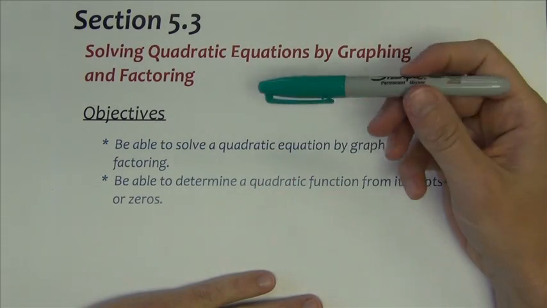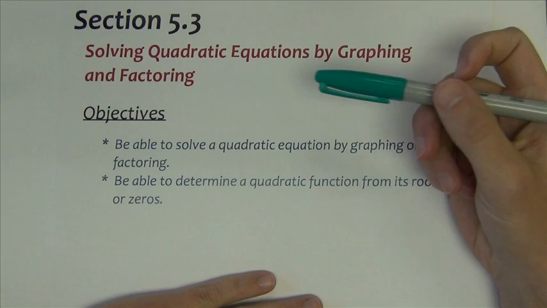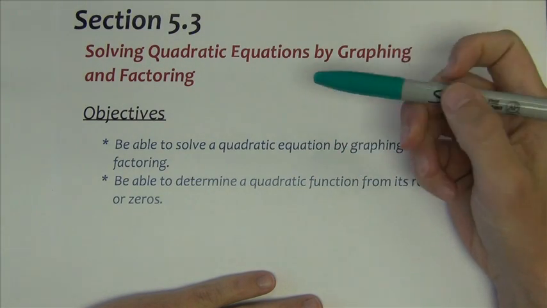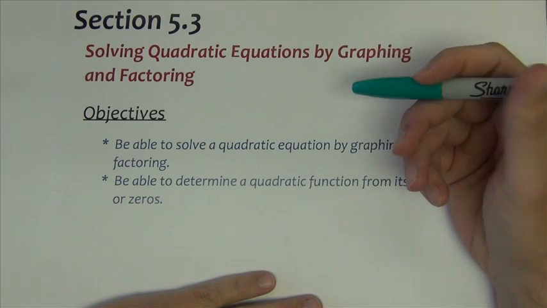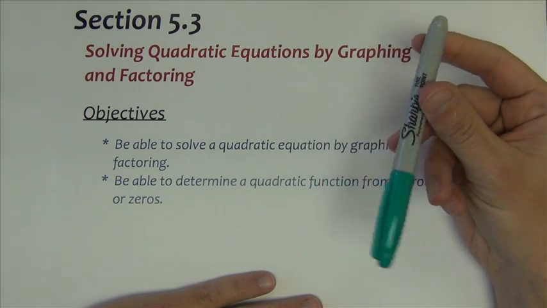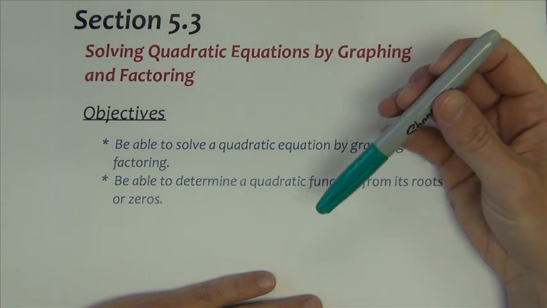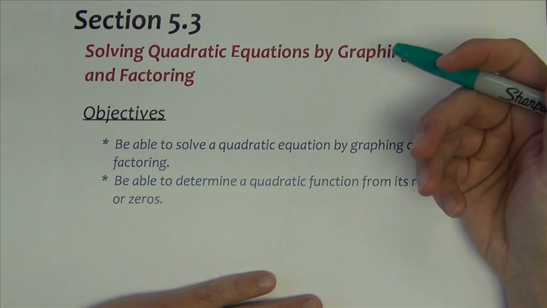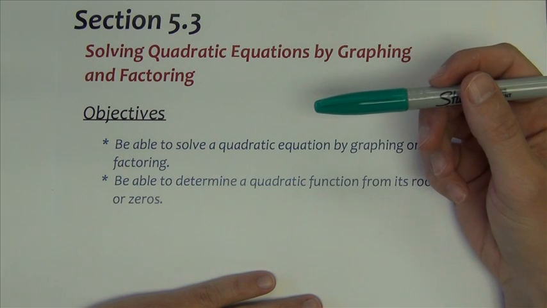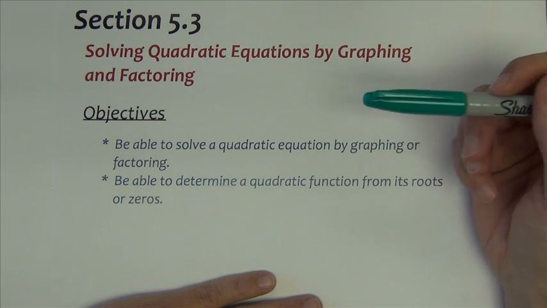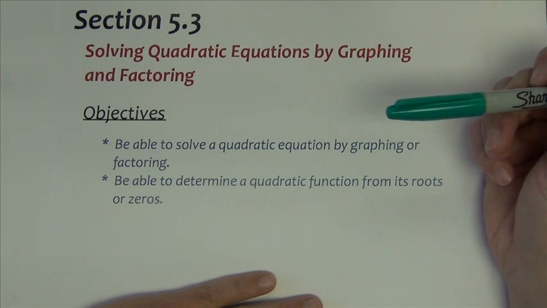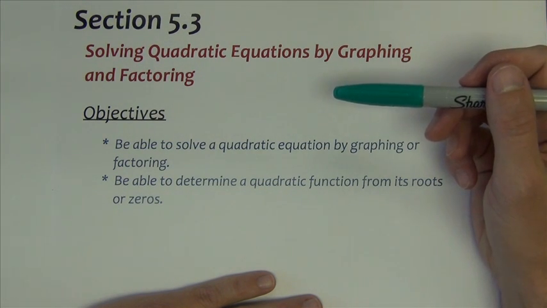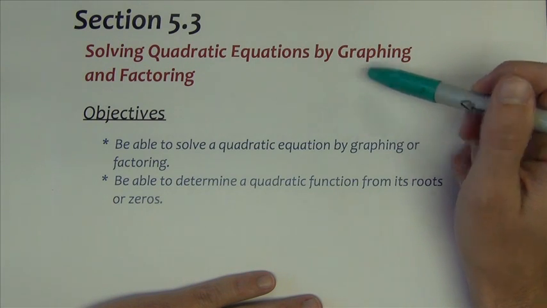Section 5.3 is titled Solving Quadratic Equations by Graphing and Factoring. We're going to begin this section, and actually the majority of these notes, by reviewing factoring, which is a skill that you have learned in Algebra 1 and quite possibly have done in geometry as well, but we haven't yet done it this year. And then we'll use that factoring to solve quadratic equations, as well as solving them through graphing.